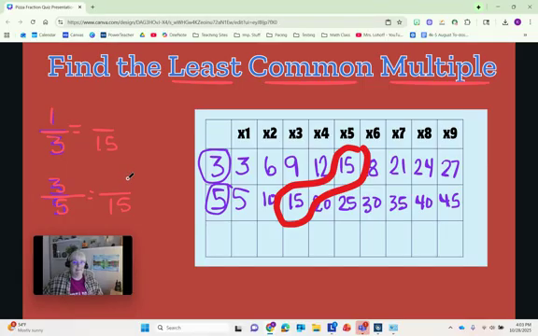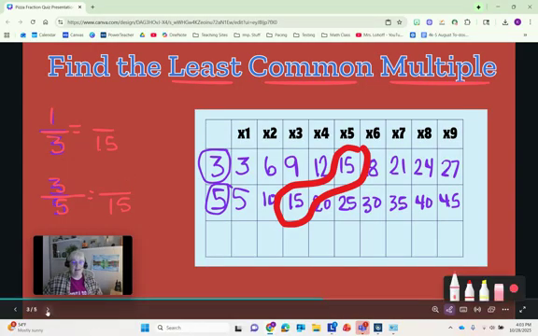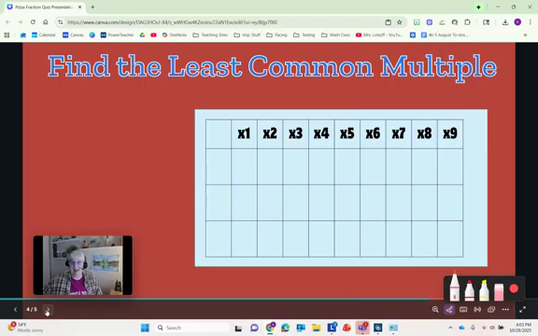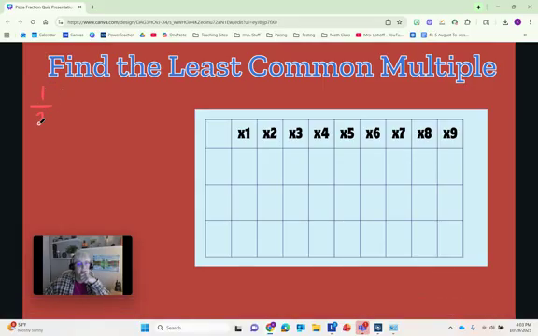Let's look at an example that would have 3 denominators, because that does sometimes happen. All right, so let me think here. Let's have 1/2 and 3/4 and 2/6.